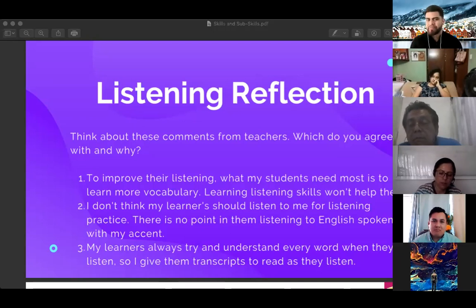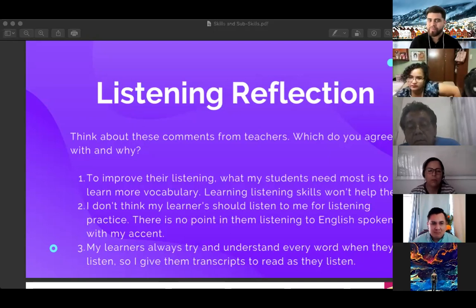Now, what do you other guys think about this? It says to improve their listening, what they need to do is learn more vocabulary. Learning listening skills won't help them. Do you agree with this, Angie, Jocelyn, Jesus, Fernando? I do agree with this. I think, for example, kids need to learn more vocabulary.